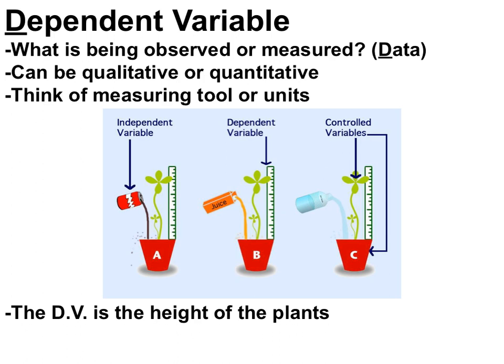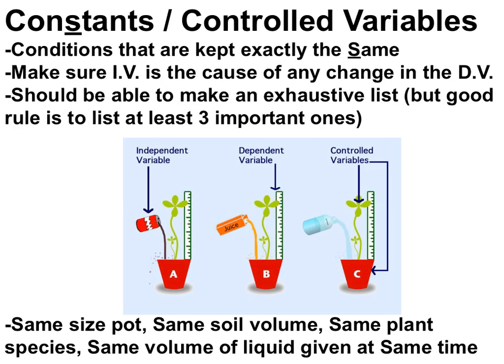One way that helps me be specific is to think about the measuring tool and units that you need to use to collect the data. In this case, the measuring tool of a ruler is being used to measure the height of a plant, probably in centimeters. Up next are constants.